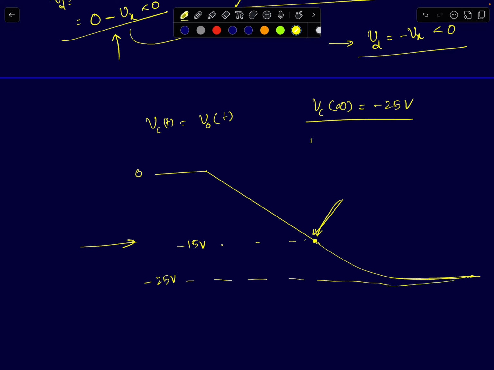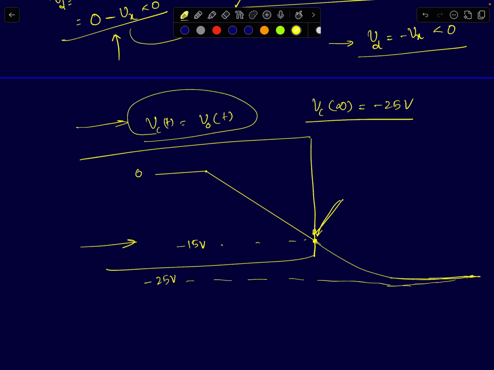See, before this point, before the output is saturated, if you see this Vc of t, the capacitor voltage was exactly equal to the output voltage. But once your output voltage is saturated, output cannot increase any further. So from that point onwards, your capacitor voltage Vc of t will become greater than V naught. Okay, and that follows because it's a first order RC charging. Op amp is no longer active. The circuit is no longer in negative feedback. So that's how this voltage will look.